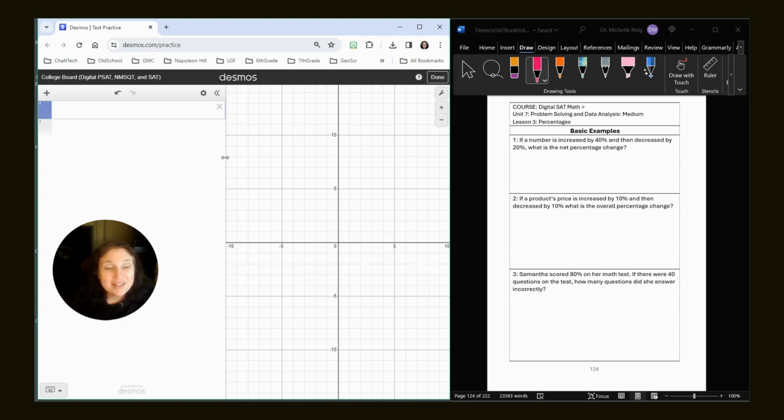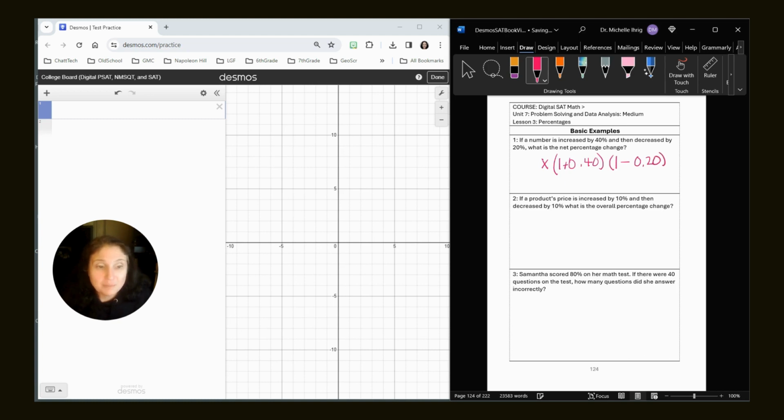Let's look at number 1. If a number is increased by 40% and then decreased by 20%, what is the net percent change? So we basically have a number. We're increasing it by 40, so that means it's going to be the number plus an additional 40%. But then it's being decreased by 20. So now we have whatever our new number is, but we're decreasing it by 20%.